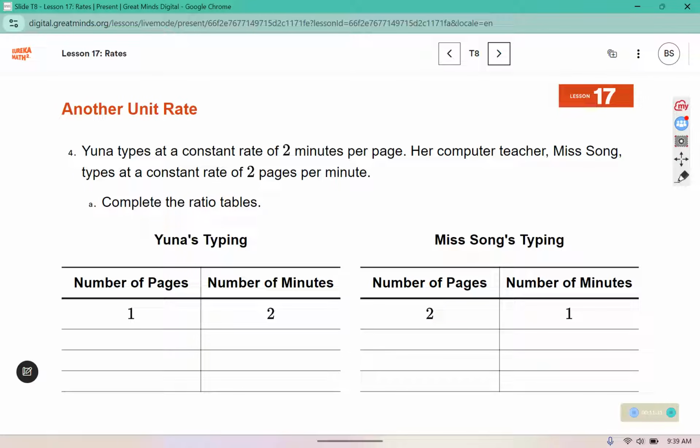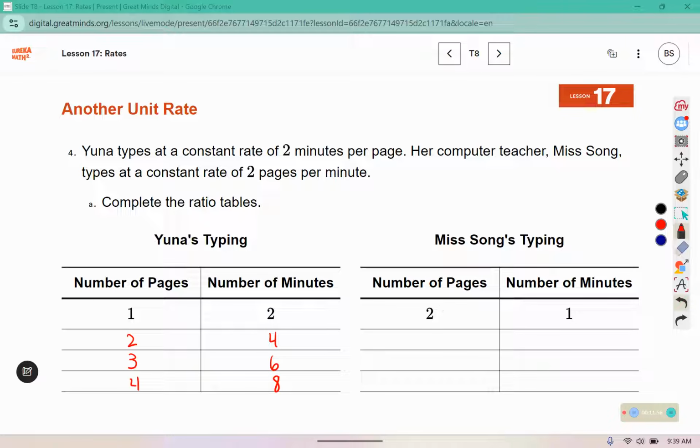Una types at a constant rate of 2 minutes per page. Her computer teacher, Miss Song, types at a constant rate of 2 pages per minute. Complete the ratio tables. We're going to use this ratio pattern all the way down the table. In the pages, we're counting by ones. In the minutes, we're counting by twos.